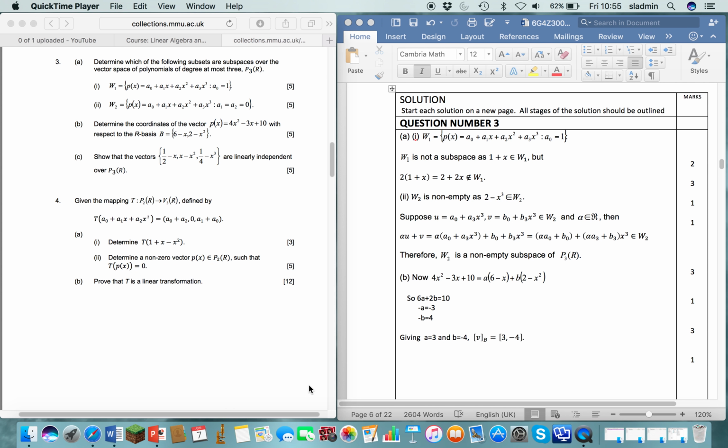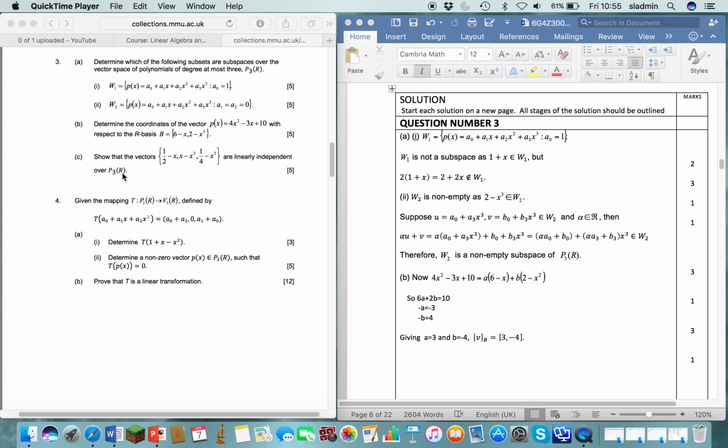Question number 3 for the 2015 summer examination paper for linear algebra and programming skills. Question 3a is concerned with subspaces of the vector space P3 over R, which are polynomials of degree 3. 3b is determining the coordinates of a vector with respect to a basis. And 3c, we want to show that these three vectors are linearly independent, again, over a vector space of polynomials of degree 3.